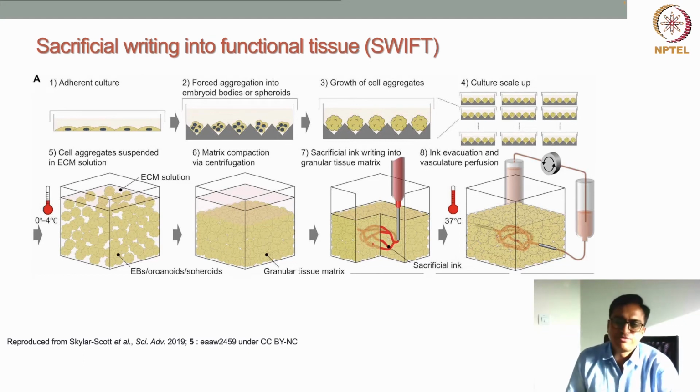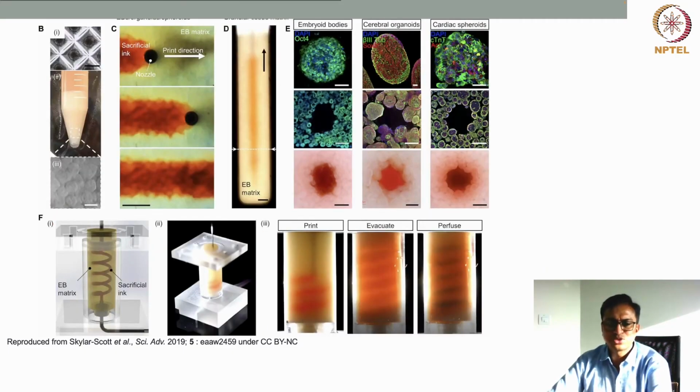So this is the process by which the vascularized tissue construct can be fabricated effectively, and this process is called sacrificial writing into functional tissue, or SWIFT. So this is the work they have done. In this work they have also shown different types of embryonic body formation, and actually 20 different types of spheroids, or organ building blocks, they have produced with this technique.